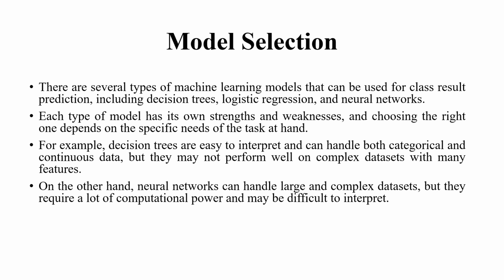For example, decision trees are easy to interpret and can handle both categorical and continuous data, but they may not perform well on complex data sets with many features. On the other hand, neural networks can handle large and complex data sets, but they require a lot of computational power and may be difficult to interpret.